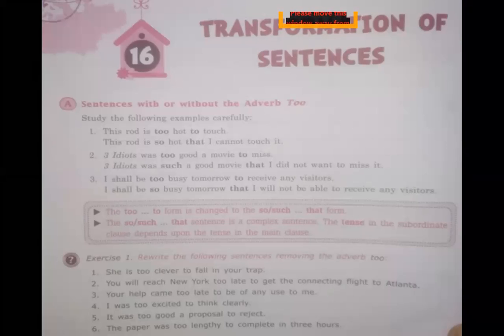Sentences with or without the adverb to. This is the first point we are going to study. Study the following examples carefully. This road is too hot to touch. This same sentence can be written in another way also, like this: this road is so hot that I cannot touch it. What we need to do, students, is change the formation of the sentence without changing its meaning. The meaning will remain the same, but the formation of the sentence will be changed. That we need to see. Right, everyone?